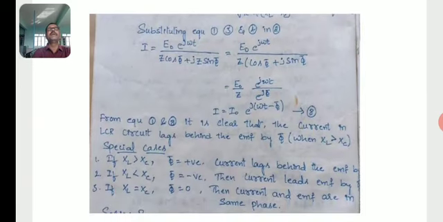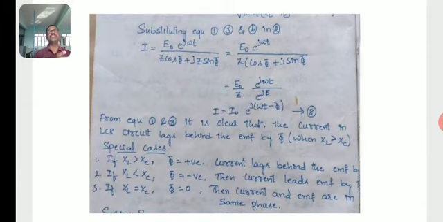Substituting equations 3 and 4 in equation 2, then I is equal to E naught e to the power of j omega t by (Z cos phi plus j Z sin phi), which is equal to E naught e to the power of j omega t by Z into (cos phi plus j sin phi), which can be written as e to the power of j phi. So I is equal to I naught e to the power of j (omega t minus phi). Let this be equation number 8.